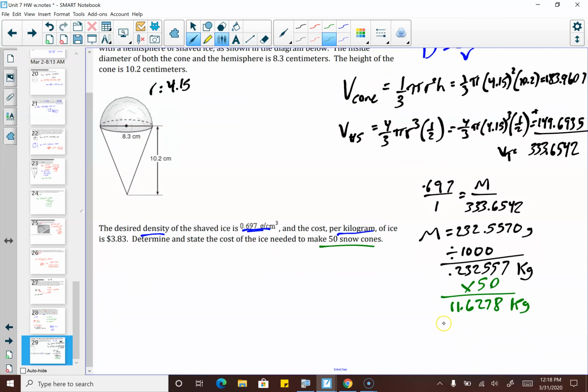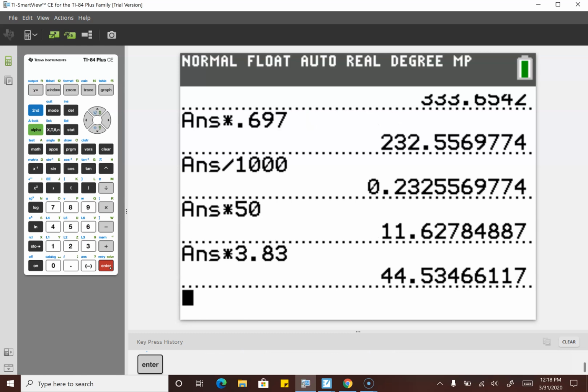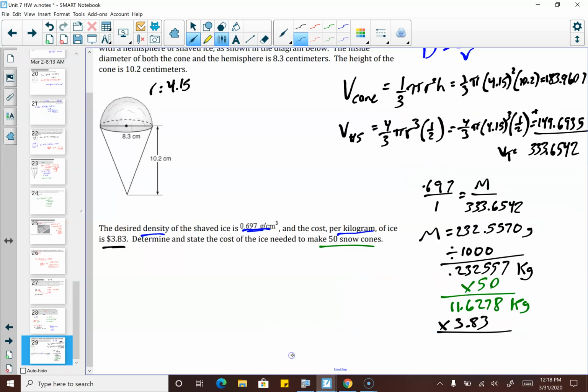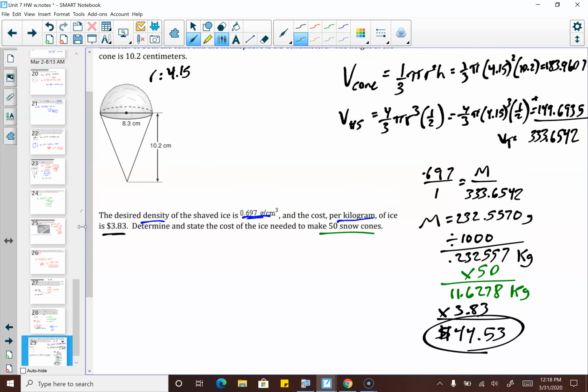So now if that's how many 50 cones weigh, and I know the cost is $3.83 per kilogram, if I multiply those two together, that number times $3.83, I get a total cost of $44.53 for our cones.